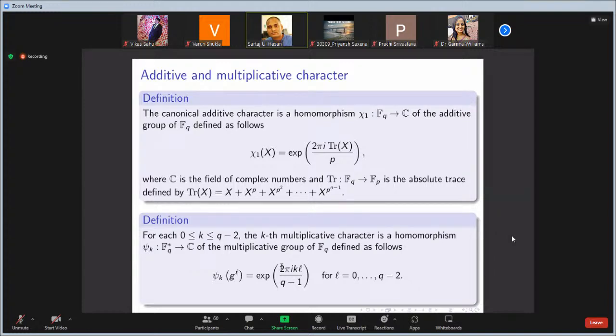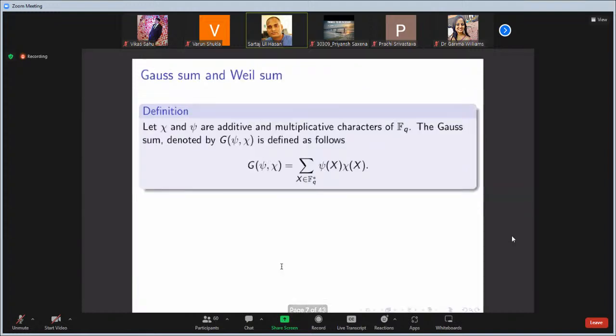Now they can be correlated, and we can define something called a Gauss sum, which combines both additive and multiplicative characters. The Gauss sum is defined as the summation of psi(x) chi(x), where chi(x) is the additive character and psi(x) is the multiplicative character, with x running across the non-zero elements of the finite field. We may not use the Gauss sum in the subsequent slides, but we'll use what is known as the Weil sum.